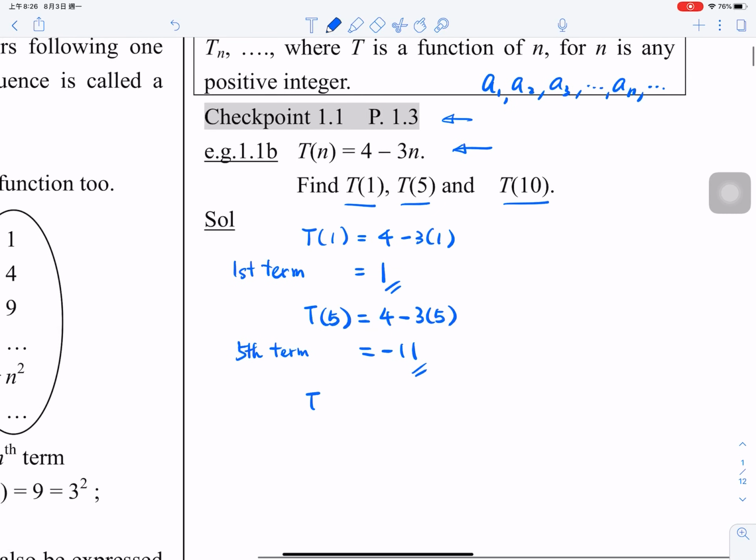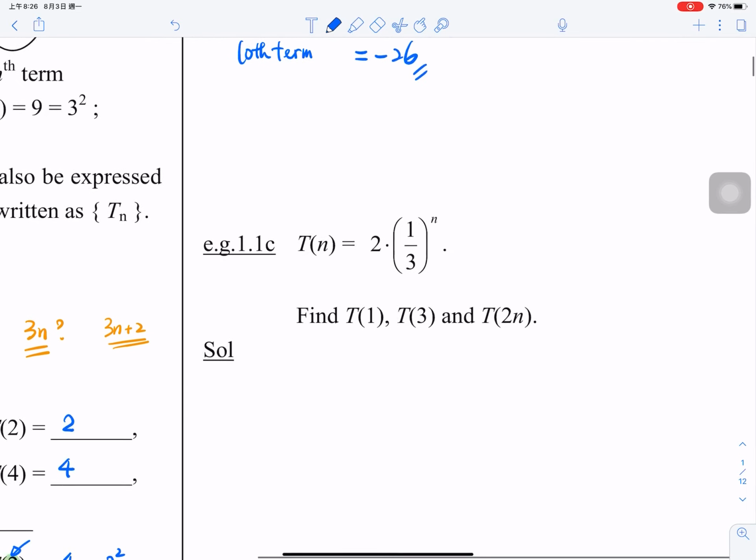How about the 10th term? Also substitute n equals 10. So this one is negative 26. So this one is the 10th term. Okay? Not difficult, right? Let's see, how about 1.1c?